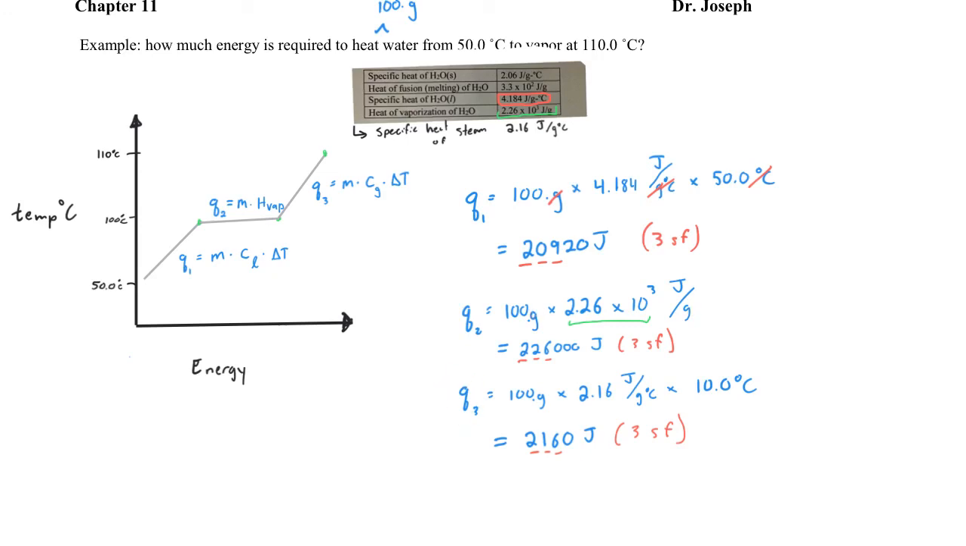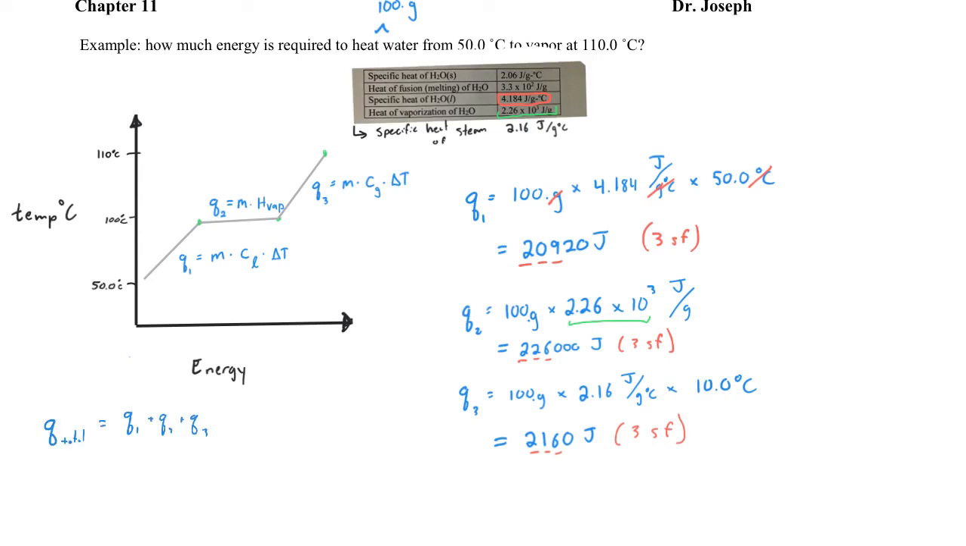Now let's move on to Q3. Q3 involves a change in temperature, so I need to use the formula M times C times delta T. The mass is 100 grams. I have to use C here, but the C value is actually not on this table. I provided that the specific heat of steam or water vapor is 2.16 joules per gram degrees Celsius. We multiply that by the change in temperature, which is 10 degrees C, and the value we get is 2,160 joules. That has three significant figures.